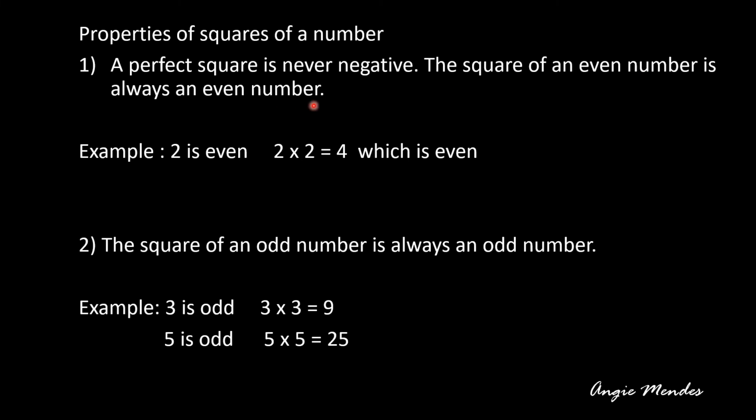So this satisfies the property that the square of an even number will always be an even number. The square of an odd number is always an odd number. So for example, we'll take the number 3. To take the square of the number, it will be 3 raised to the power of 2, which is 3 multiplied by 3, and we will get 9. Let's take another one, 5. 5 raised to the power of 2 is 5 multiplied by 5, which gives us 25. So these numbers are both odd numbers. So this satisfies the property that the square of an odd number will always be an odd number.